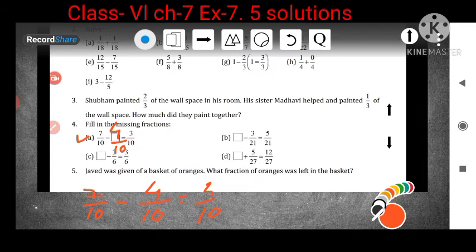Now B, dash minus 3 upon 21 is equal to 5 upon 21. So that means from what value will you subtract 3 and get 5? 8 minus 3 is equal to how much? 5, isn't it? That means the answer will be 8 upon 21, because the denominator should be the same, so the denominator will obviously be 21. So from 8 you subtract 3 and you get 5. So the answer is 8 upon 21.